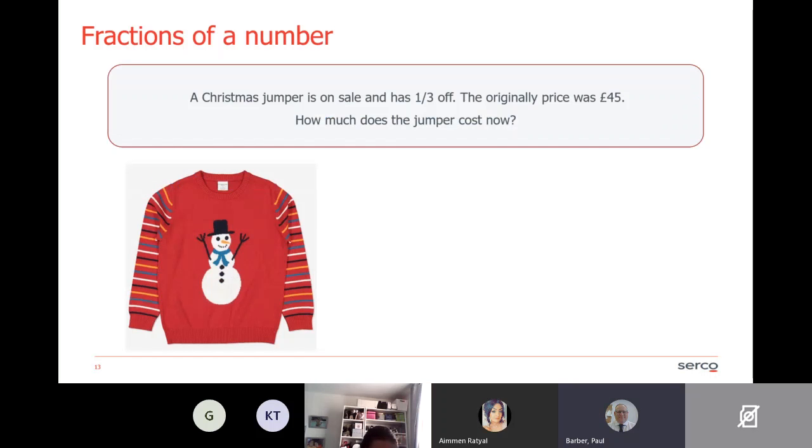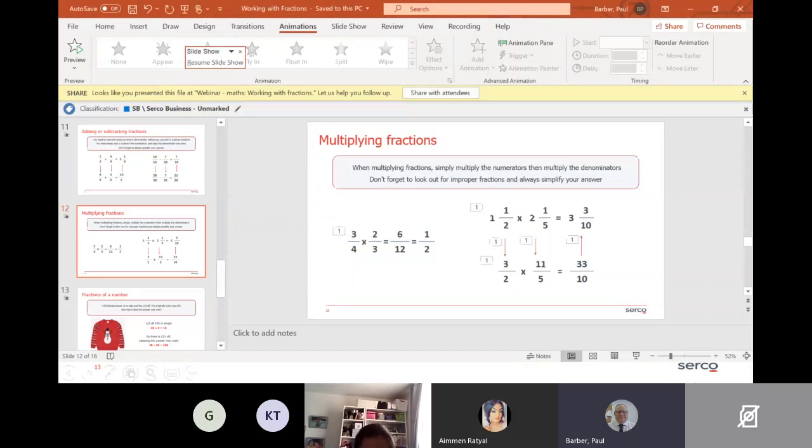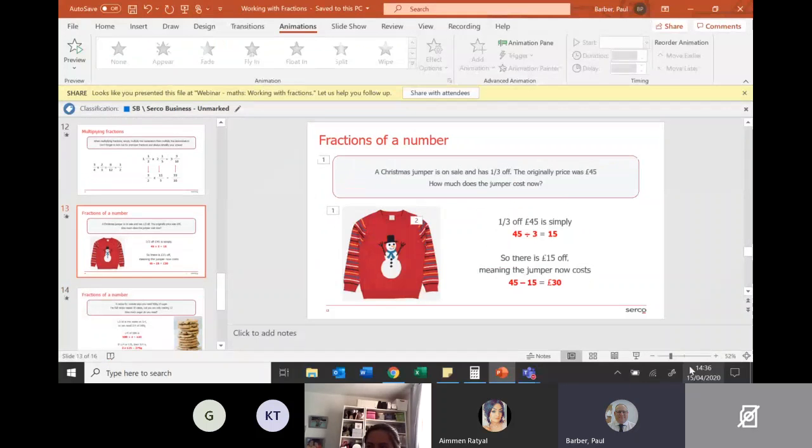So perfectly topical when we've just done Easter, I'm going to talk about a Christmas jumper. So a Christmas jumper is on sale and has a third off. The original price was £45, so we want to know how much the jumper costs now. One of the things you've got here is you've got some words in there as well. It isn't just a pure maths saying 2/3 times 3/4. There's some words we have to read. So the Christmas jumper is on sale as a third off. The original price was £45. So we go back to my whiteboard.